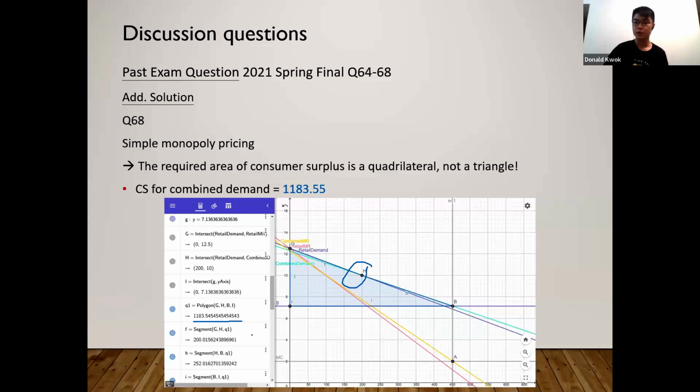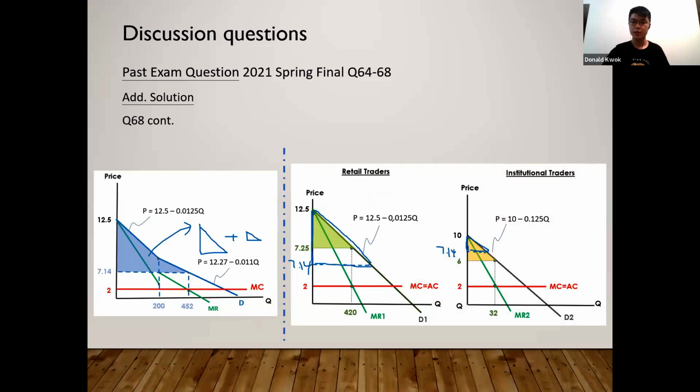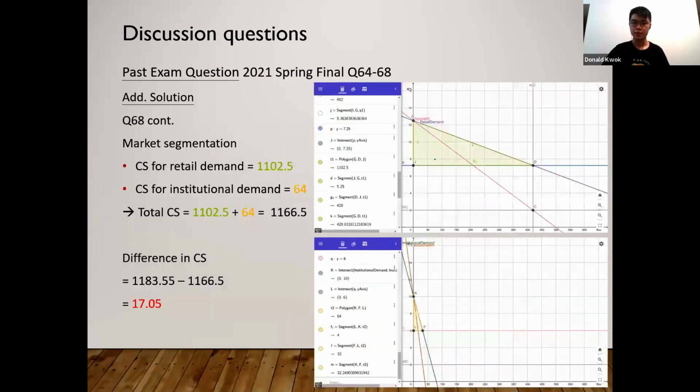How about the consumer surplus under the dual price scheme? We just use the retail traders and the corresponding price in this market, 7.25. Then we have the green triangle. And for the institutional traders, use the institutional demand and the corresponding price of $6. Then we have the consumer surplus. The sum of the green triangle and the orange triangle would give the total consumer surplus under the dual price scheme.